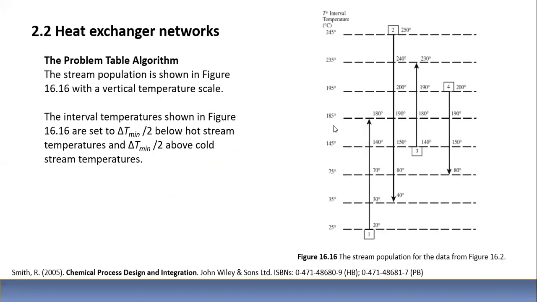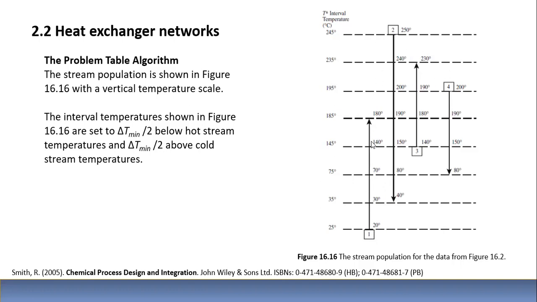And that should be reflected exactly in here. Then 25, 35, 75, 145, 185, 195, 235, and 245. And then on this scale with the dashed lines, every dashed line separates the temperature interval. There's a temperature interval in this region. There is another temperature interval in this region, and another one in this region, and another one here, another one here, another one here, and the final one here.